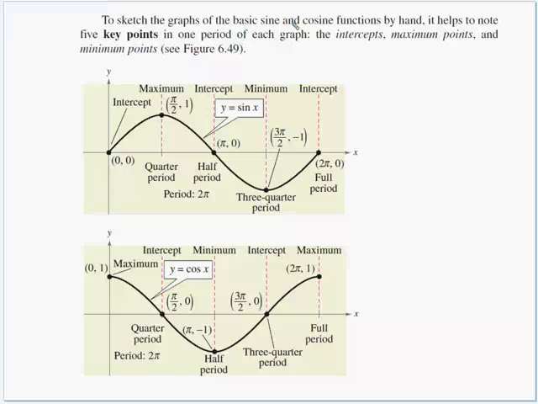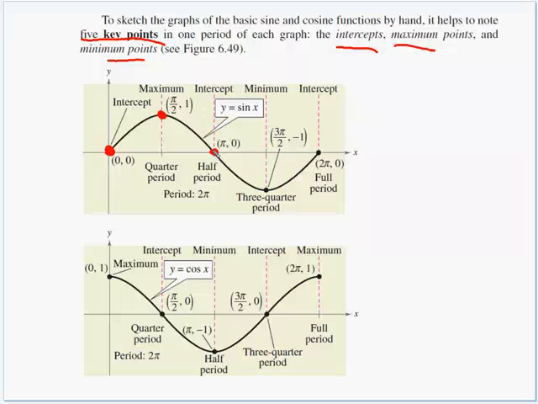To sketch the graphs of these basic sine and cosine functions by hand, it helps to take notice of 5 key points in each period of the graph: the intercepts, the max points or the top of the hills, and the min points, the bottom of the valleys. So sine starts out at the origin, and then we have our first hill a quarter period later, whatever the period is. Again, for the most basic graph, it's 2 pi.